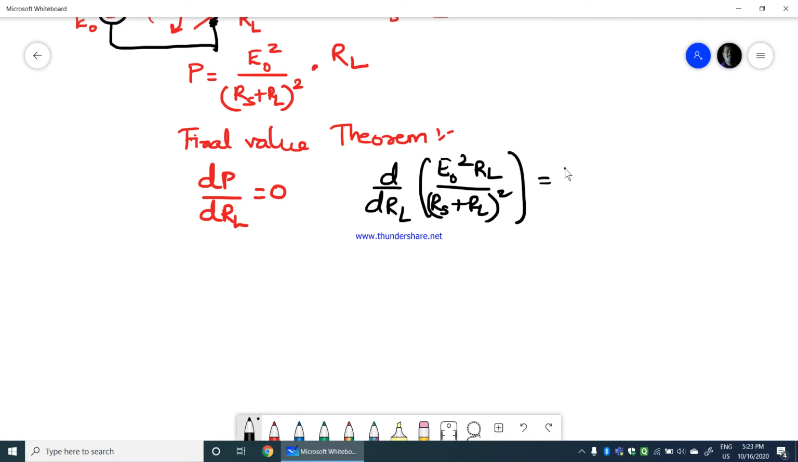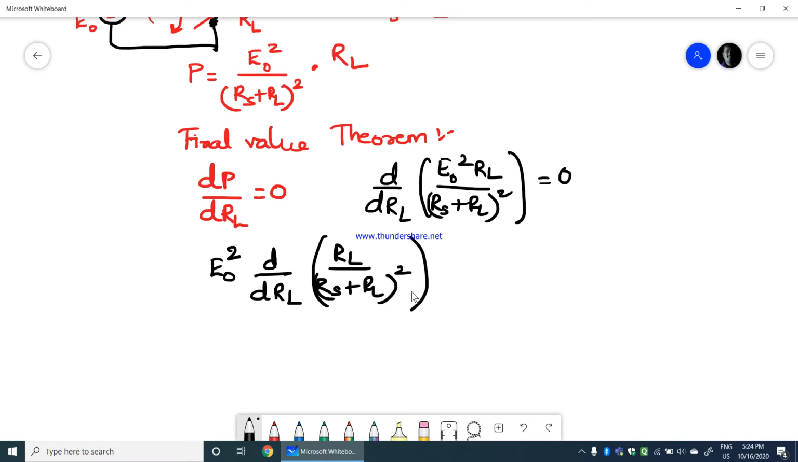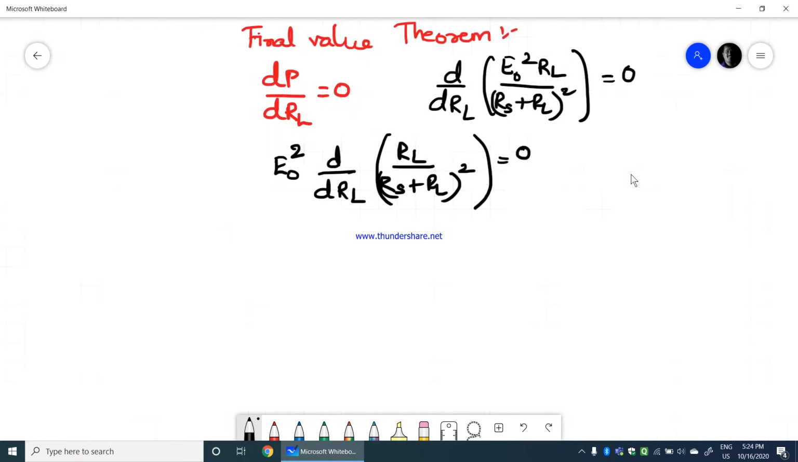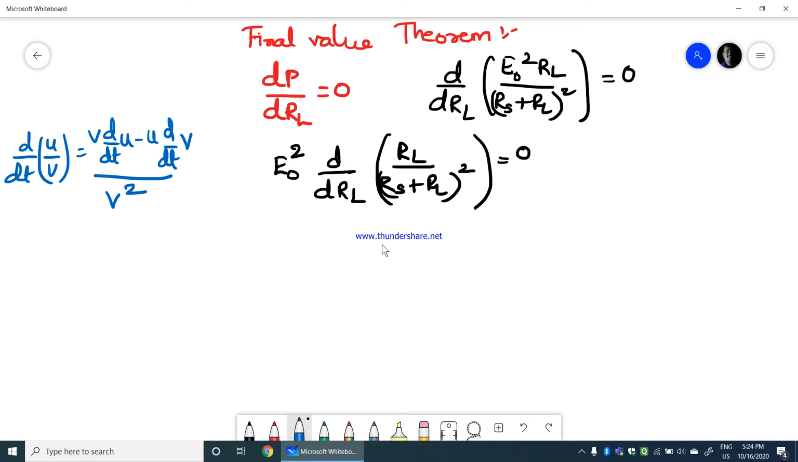Therefore, that is equal to 0. Therefore, E naught square is constant, which I take outside because I am differentiating in terms of RL. So RL divided by RS plus RL will remain in the expression, whole square, and this would be equal to 0. Now, in mathematics, we have differentiation of u by v, where d by dt of u by v is given as v into d by dt of u minus u into d by dt of v, divided by v square. So this is the formula we use here.